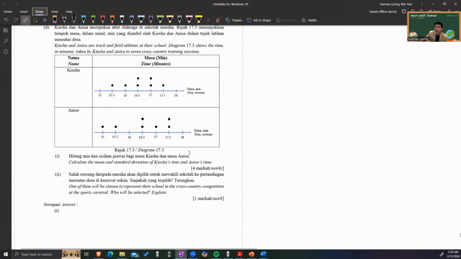Then part D. Okay. Kisha and Anissa are track and field athletes at their school. Diagram 7.3 shows the time in minutes taken by Kisha and Anissa in 7 cross-country training sessions. So calculate the mean and standard deviation.